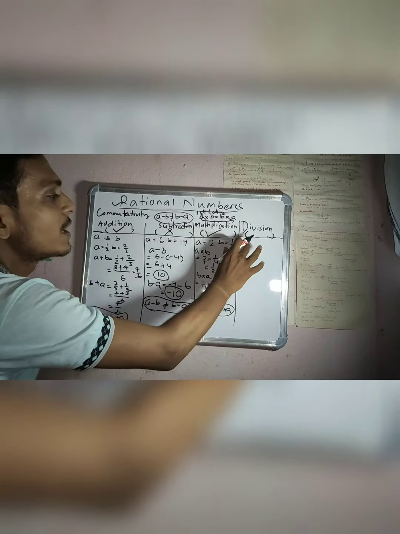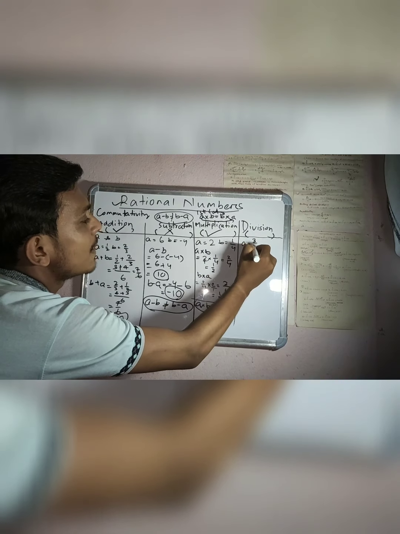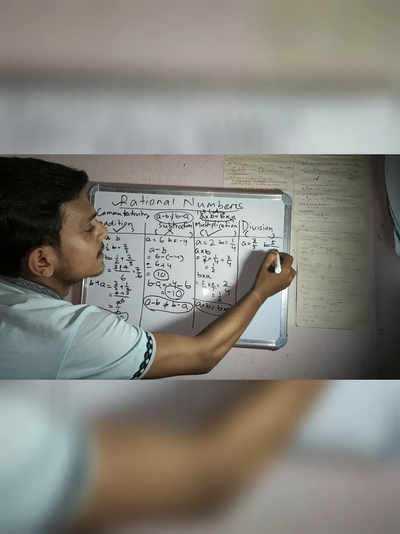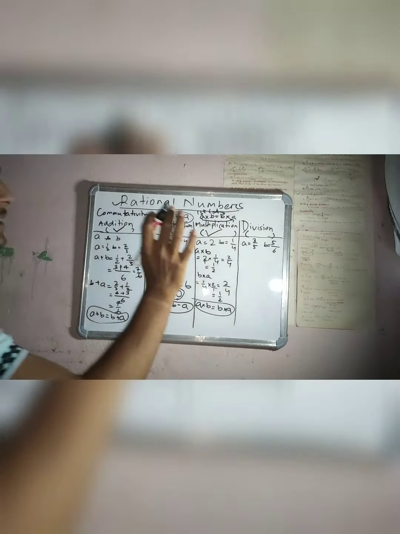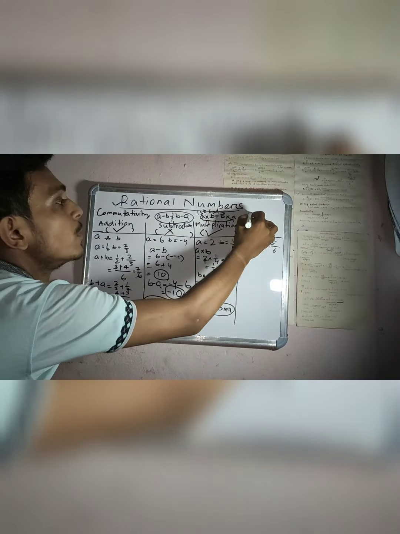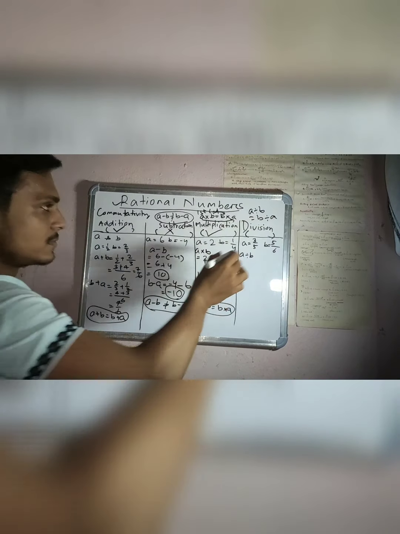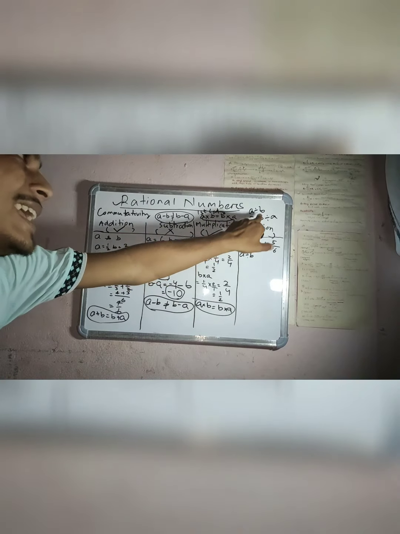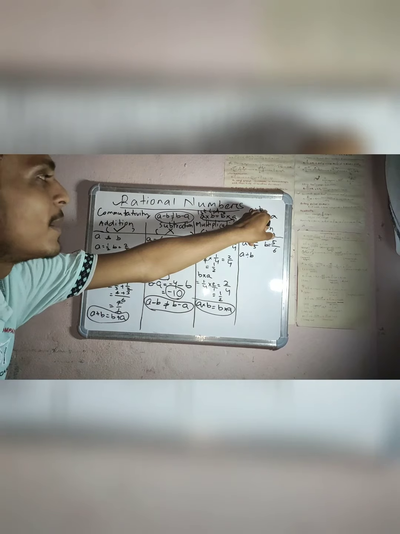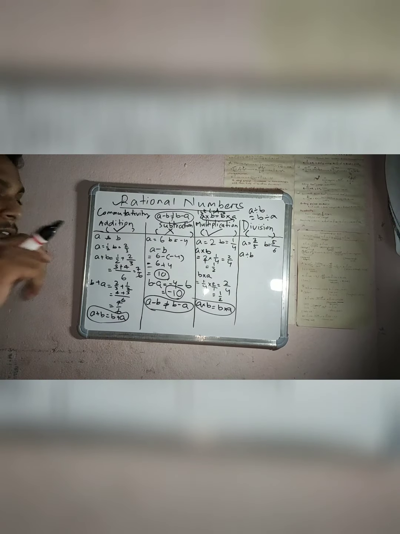Okay. Then for division, I take a is equal to 3 by 5, b is equal to 5 by 6. So a is divided by b. What do we have to prove? We have to prove a divided by b is equal to b divided by a. This is the commutative property for division. If it is true for rational numbers, then we get the result a divided by b is equal to b divided by a. Okay. We have to test.